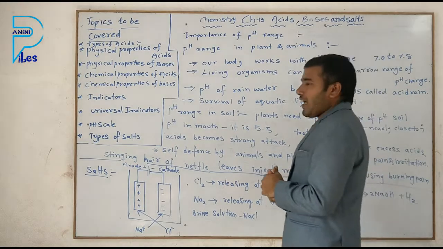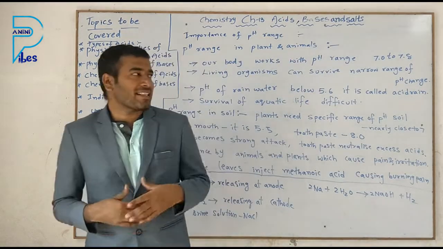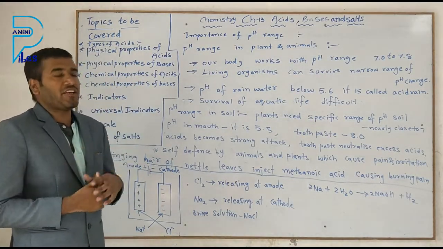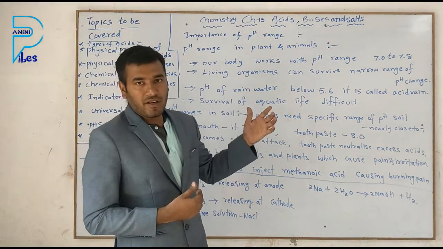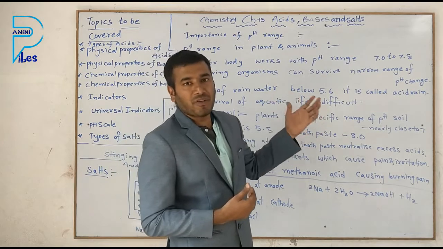Next one, living organisms. Living organisms can survive better within a narrow range of pH. A narrow range of pH means near to 7. Near to 7, that is the value of neutral.